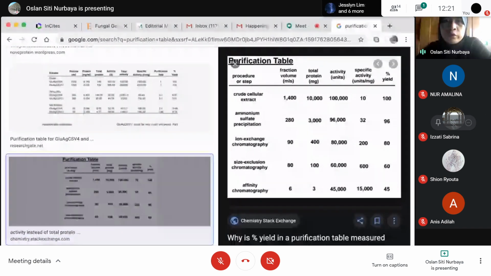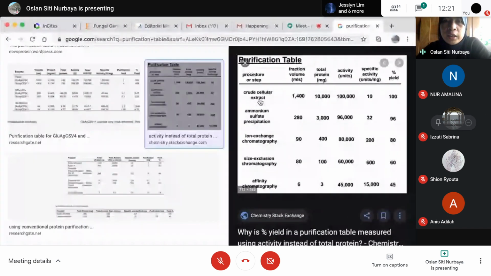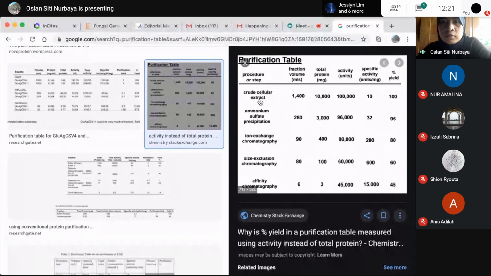If you see here, crude cellular extract, meaning the one that you extracted, the first volume started with 1.4 liters, 1,400 mils. With this total number of protein, total number of activity, the specific activity is only 10, and the yield is just 100. It started with 100%.